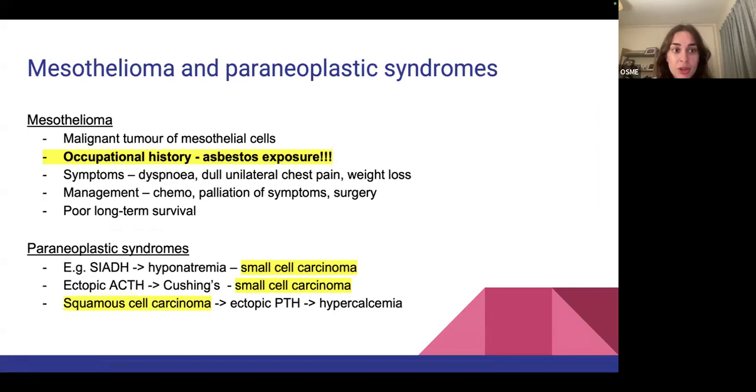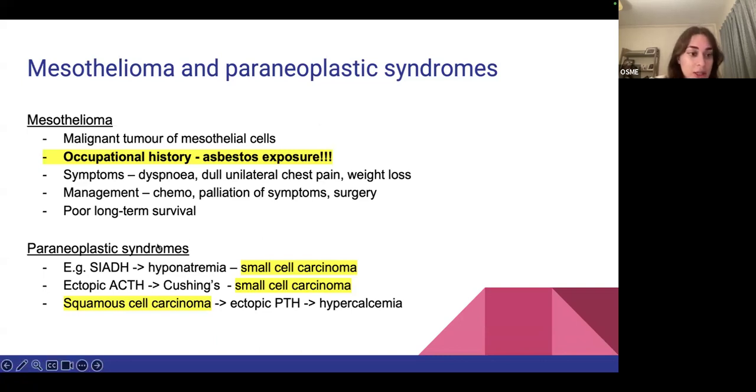So mesothelioma is the main thing that you need to think about. If they say something that indicates that there's a tumor growing on top of the lungs and they're an old ex-builder, think asbestos exposure probably occurred. They will present very similarly with shortness of breath, but they'll have this dull unilateral chest pain alongside weight loss. It's managed with chemo and palliatively. It doesn't have a great prognosis.